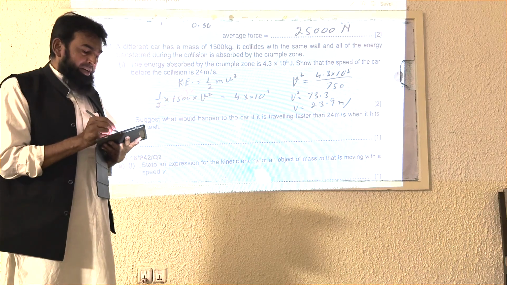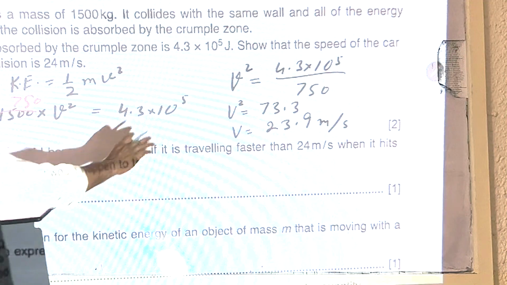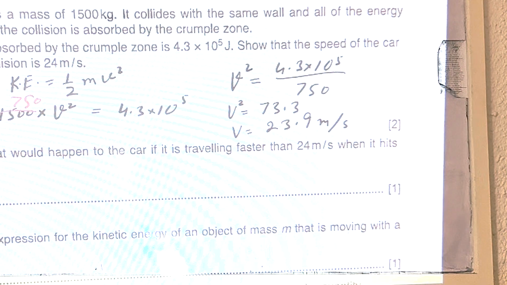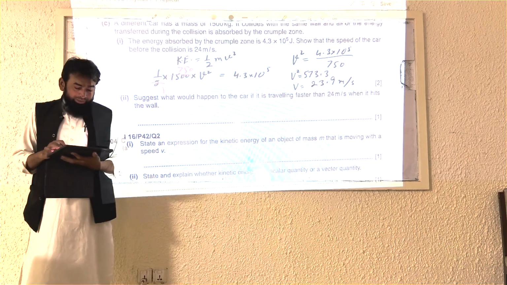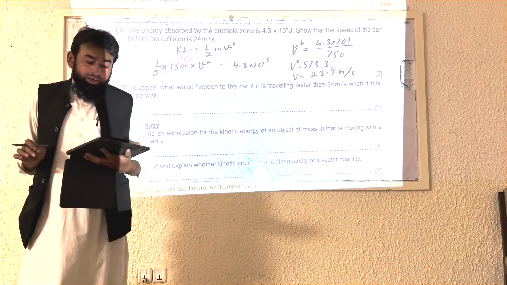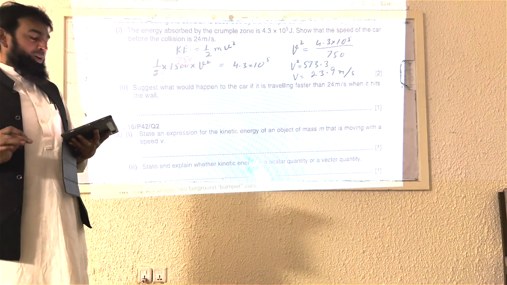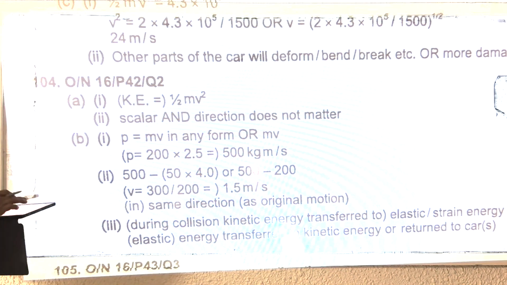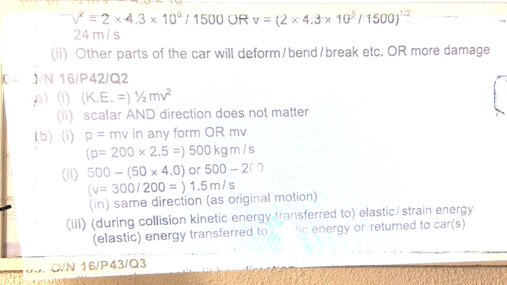23.9 meter per second. This is the velocity. Here you can see that 23.9 is approximately equal to this. Okay? Now, the last part. Suggest what would happen to the car if it is traveling faster than 24 meter per second when it hits the wall. The other parts of the car will deform, bend, break, etc.